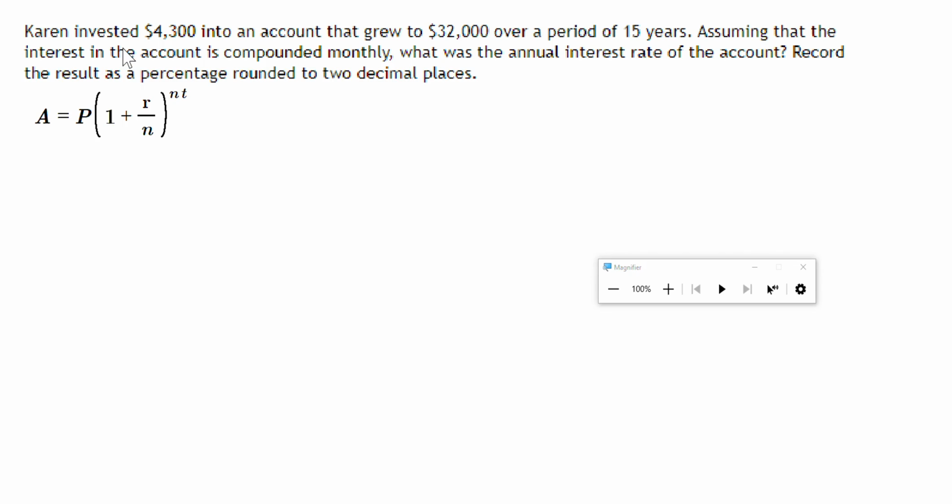Karen invests $4,300 into an account that grew to $32,000 over a period of 15 years, assuming that the interest in the account is compounded monthly. What is the annual interest rate of the account? Write the result as a percentage rounded to two decimal places.